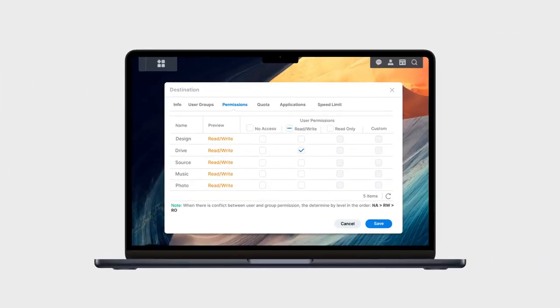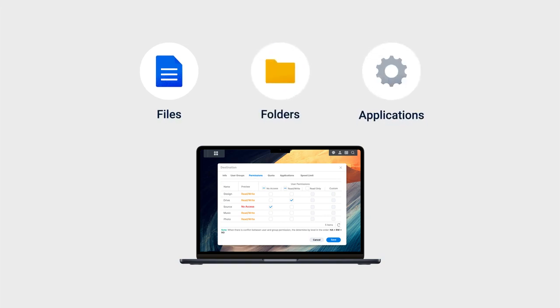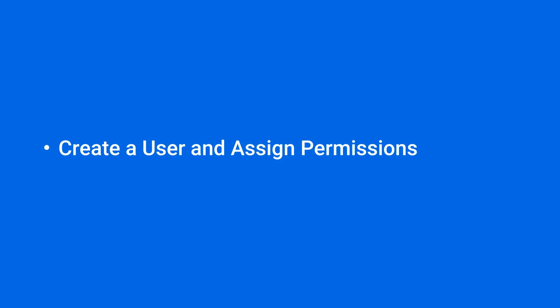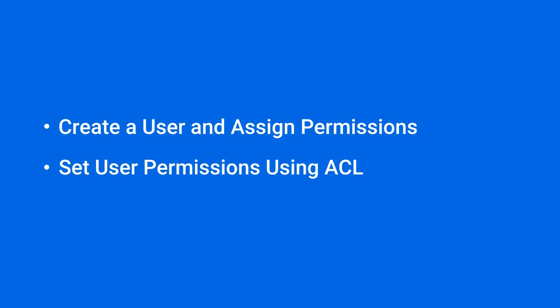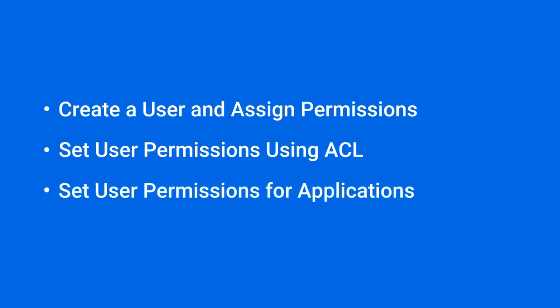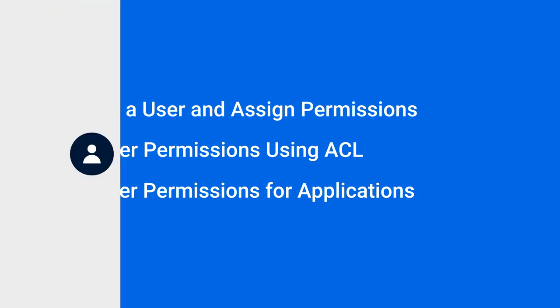Setting user permissions is an effective way to protect data security. With DSM's permission settings, you can assign certain users or groups access permissions to your files, folders, and applications. This video will show you how to assign permissions when creating a new user and how to use ACL to configure user access to folders, files, and applications. You'll find the timestamps for each section in the video description.